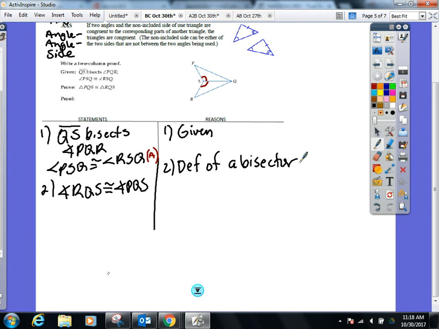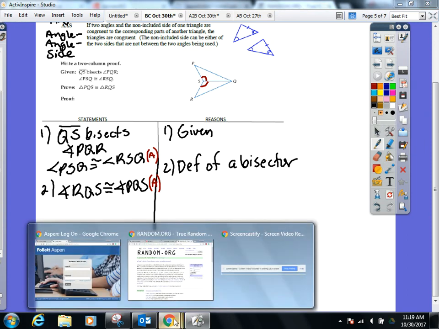You've got to know what's being bisected. And right there, that gives me a second pair of full angles. Now, as I'm starting to do this proof, I have 2 pairs of angles. Is angle, angle, angle a way I've shown you so far? Absolutely not. So what's got to come next is a side. You know it's not the third pair of angles because angle, angle, angle is not a way. So it's got to be some side up here.